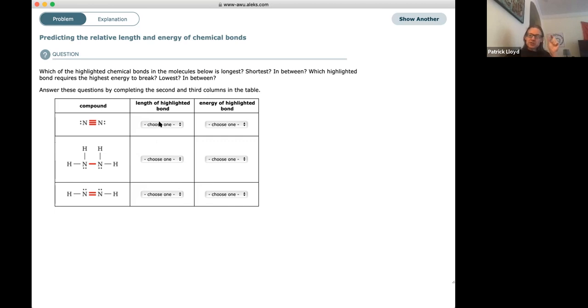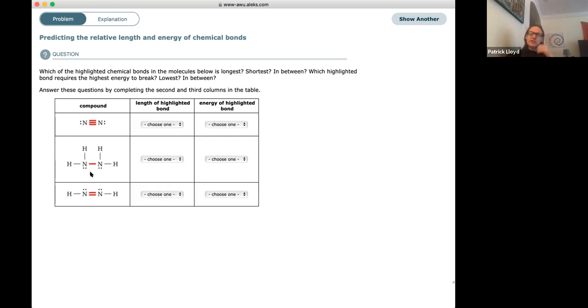But again, the shorter the bond, the stronger the bond. So this will be the highest energy. This one right here is a double bond. This one's a single. The single has the fewest electrons holding it together, so that'll be the weakest bond. But it'll also be the longest. So longest and weakest. And then the double is in between, so it'll be in between for both of them.